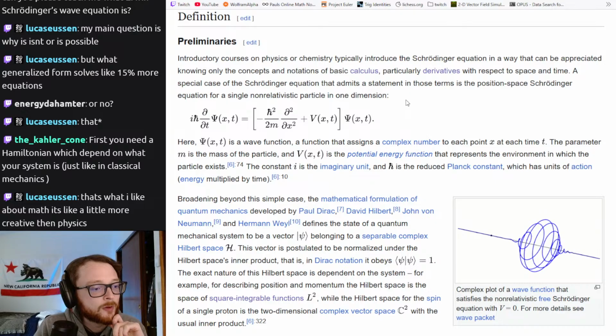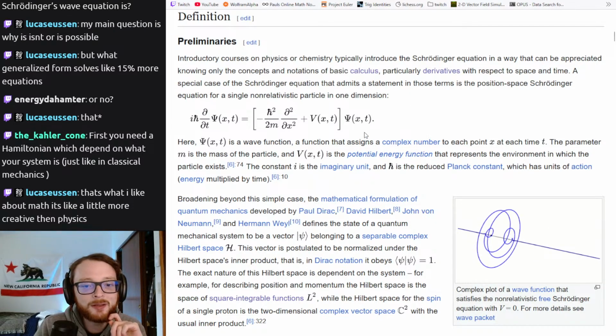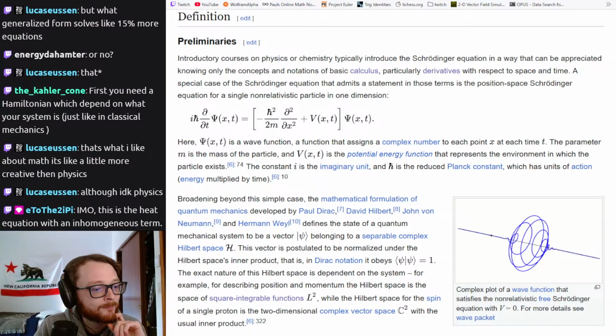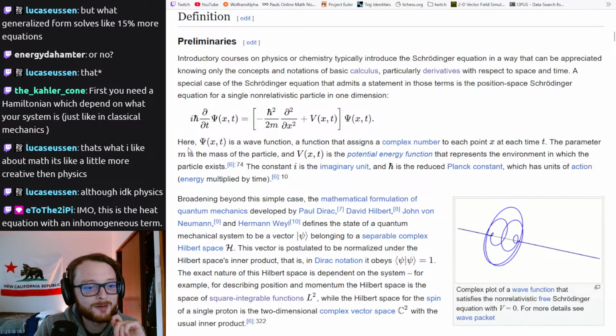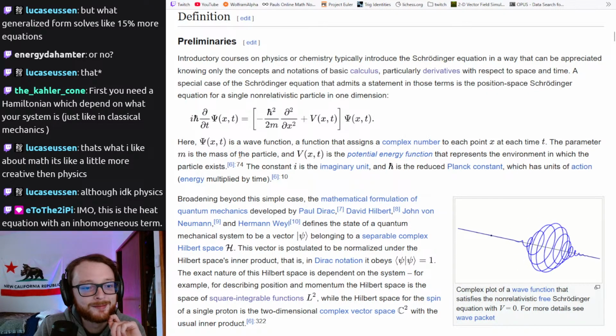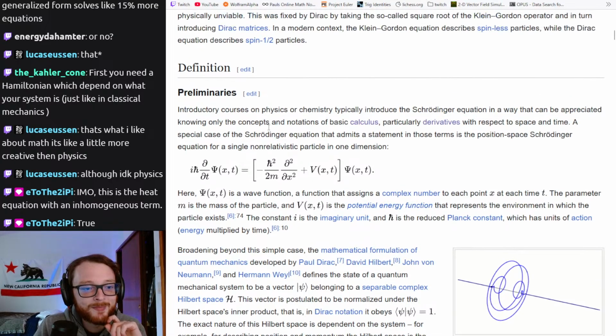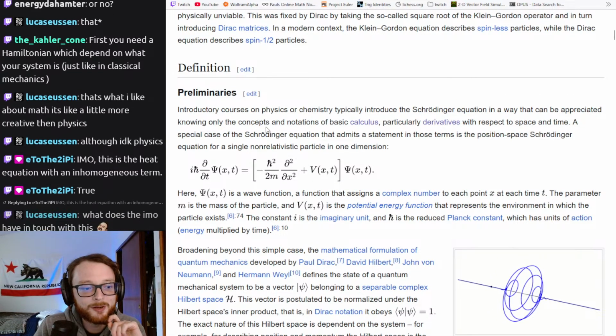But that generalized form solves like 15% more equations. That's what I like about math. It's a little more creative than physics. I mean, I think physics can be creative too. This is the heat equation with an inhomogeneous term. Well, the imaginary coefficient is a little bit weird also. But yeah, unfortunately, energy, I don't know enough about this to speak on it.